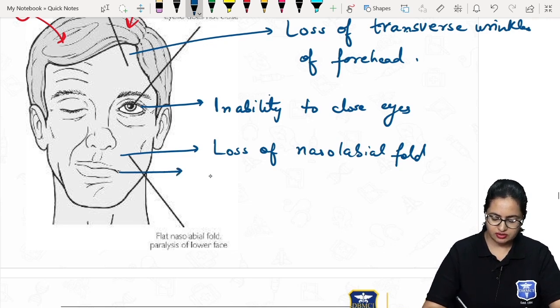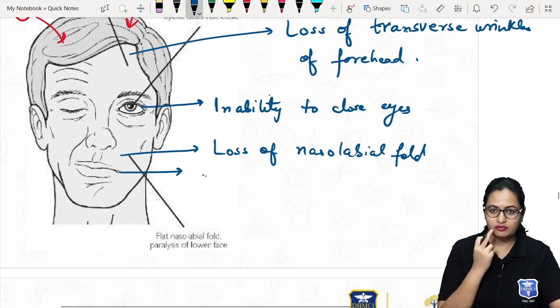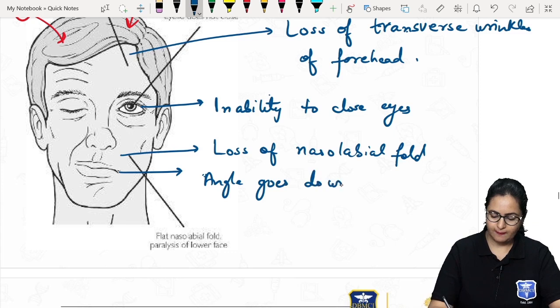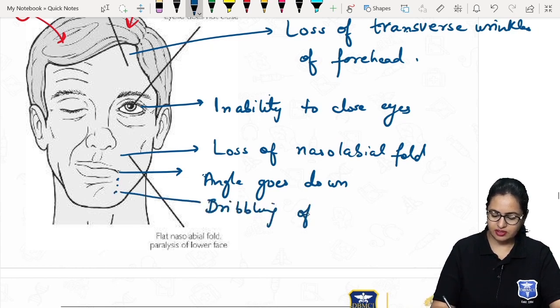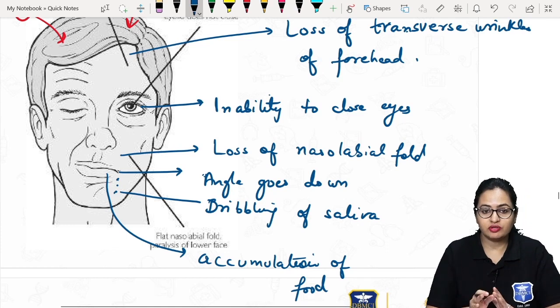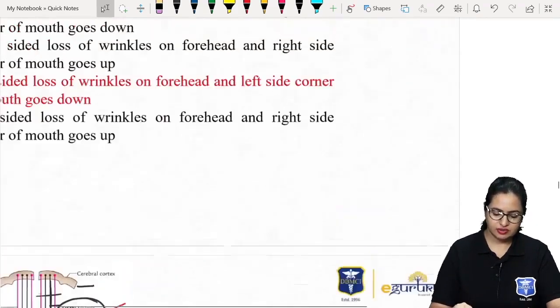Then the angle of the mouth on the affected side goes down, as well as there is dribbling of saliva on the affected side, and accumulation of food on the affected side. So all these are the features seen in Bell's palsy, and they are all seen on the affected side. Now let us come back to the question.